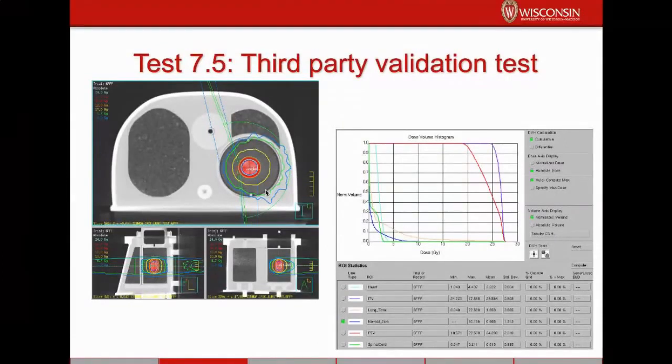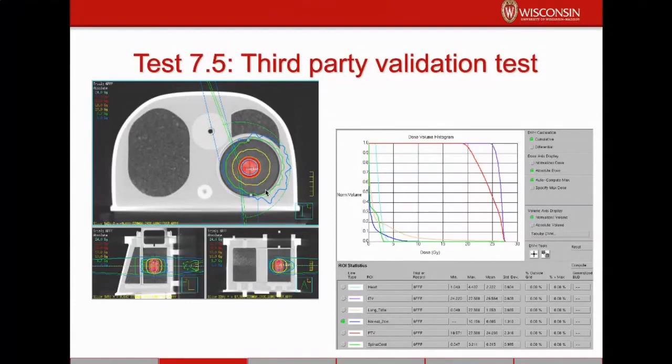Phantoms and things like that. So there's a lot of different applications that you can try. Here's one we did at UW a couple of years ago when we were commissioning 6 flattening filter-free photon beams. You can see that we're treating this left lung lesion.